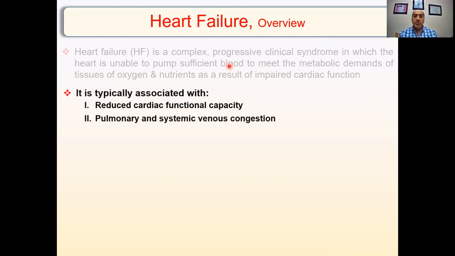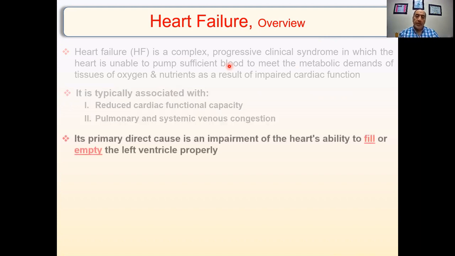It's typically associated with, number one, reduced functional capacity of the heart to pump blood. If the heart is unable to pump blood, what would happen as a consequence? It will be a congestion, pulmonary and systemic venous congestion, as we will explain later. Okay, it's a primary direct cause. Its primary direct cause is the impairment of the heart.